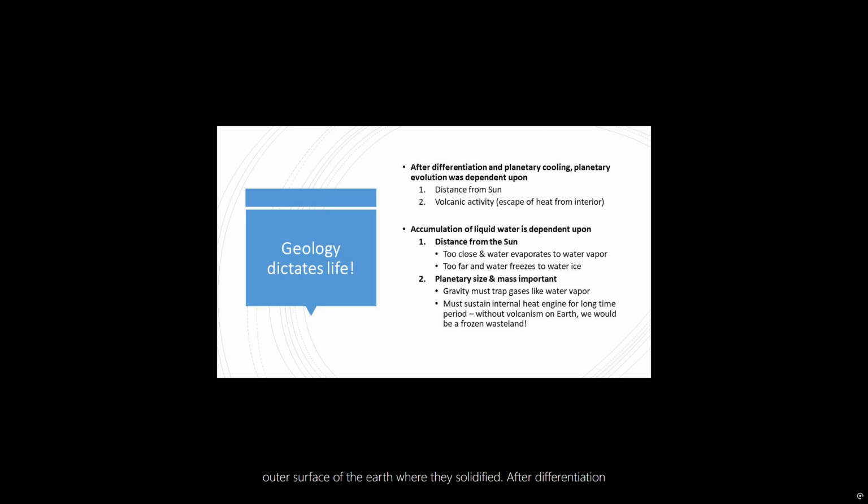After differentiation and planetary cooling, planetary evolution was dependent upon two things: our distance from the Sun and volcanic activity, which allows the escape of heat from Earth's interior. Accumulation of liquid water is dependent upon our distance from the Sun. Too close and water evaporates to water vapor. Too far and water freezes to water ice.